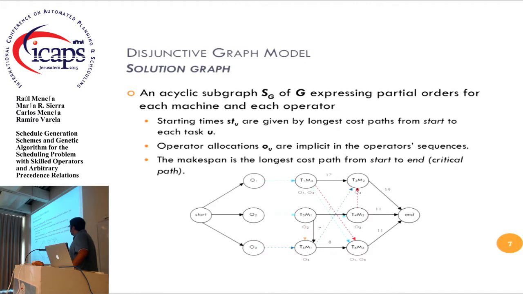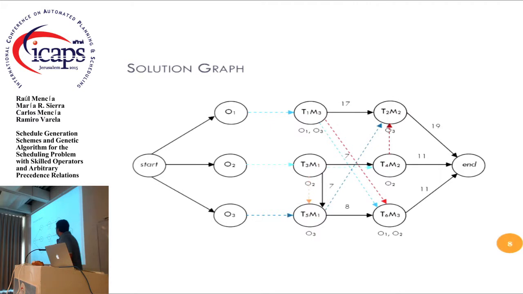Now, we can build a solution graph as an acyclic subgraph of the disjunctive graph that expresses partial orders for machines and operators. And we have here an example of a solution graph. As we can see, these six tasks are the real tasks, and then we have fixed nodes also for the start of the schedule, the end of the schedule, and each operator. In this case, we have three operators.